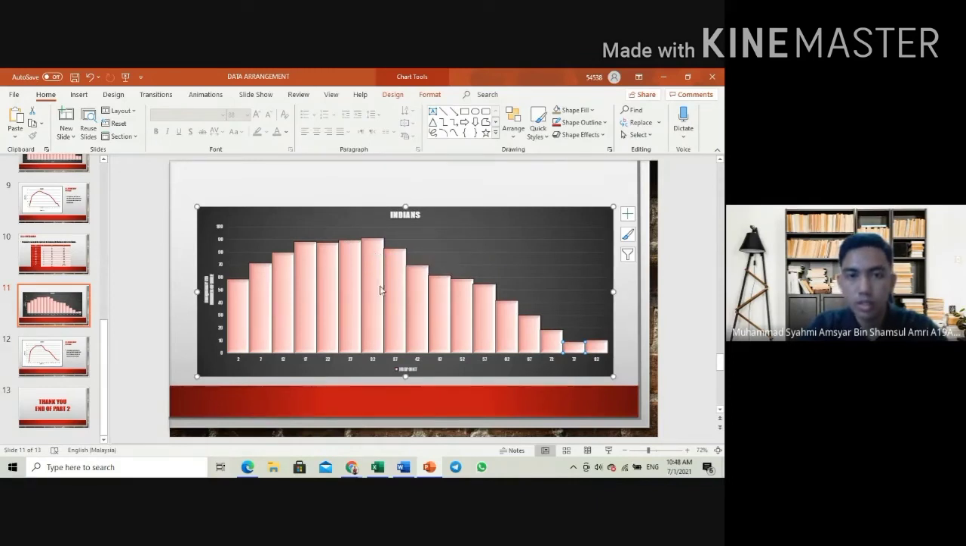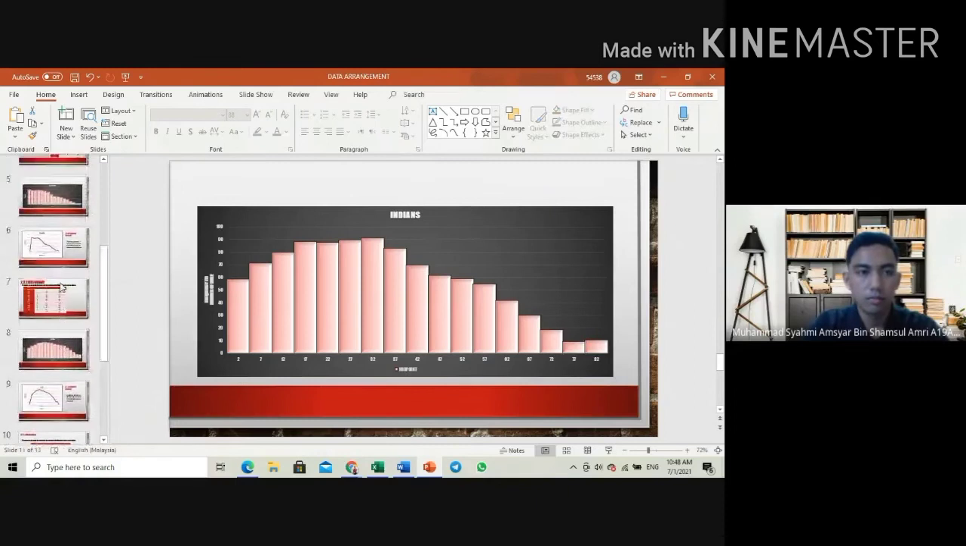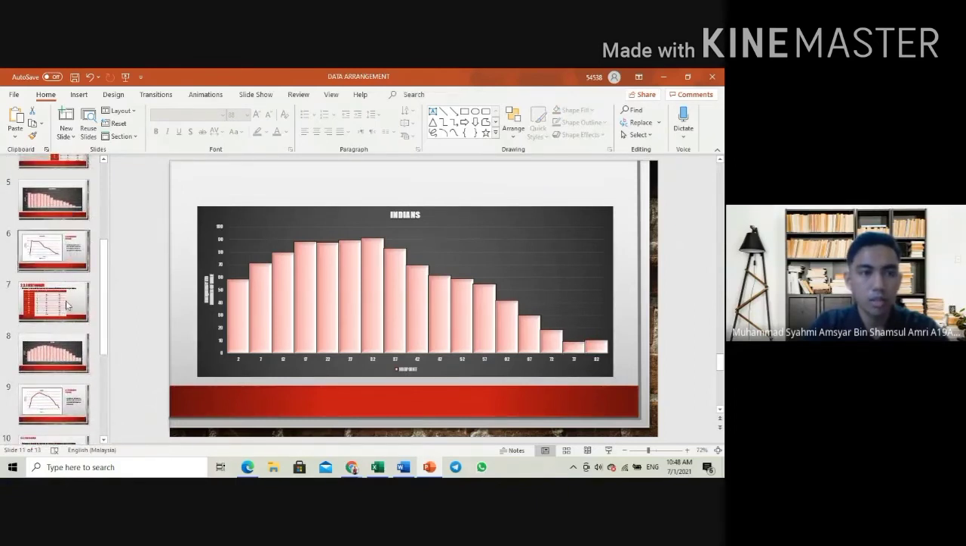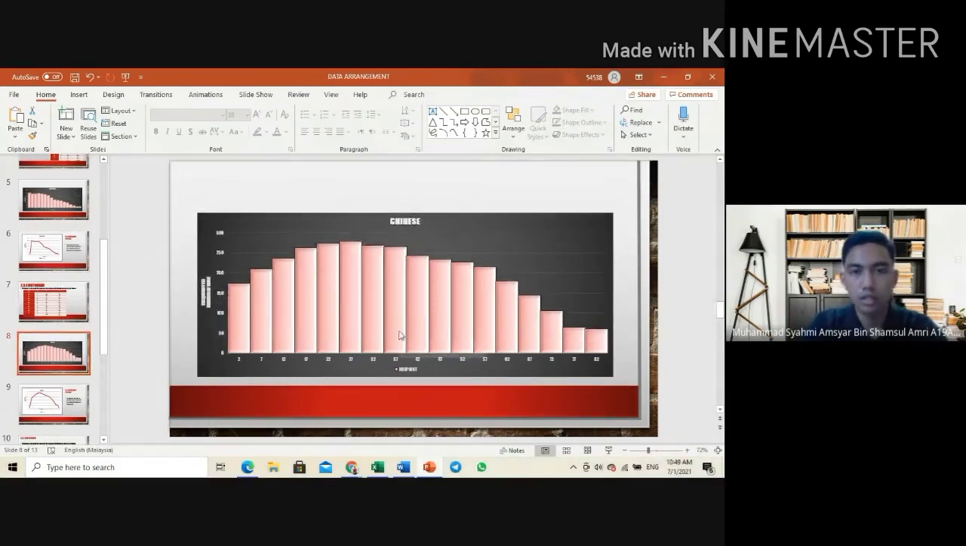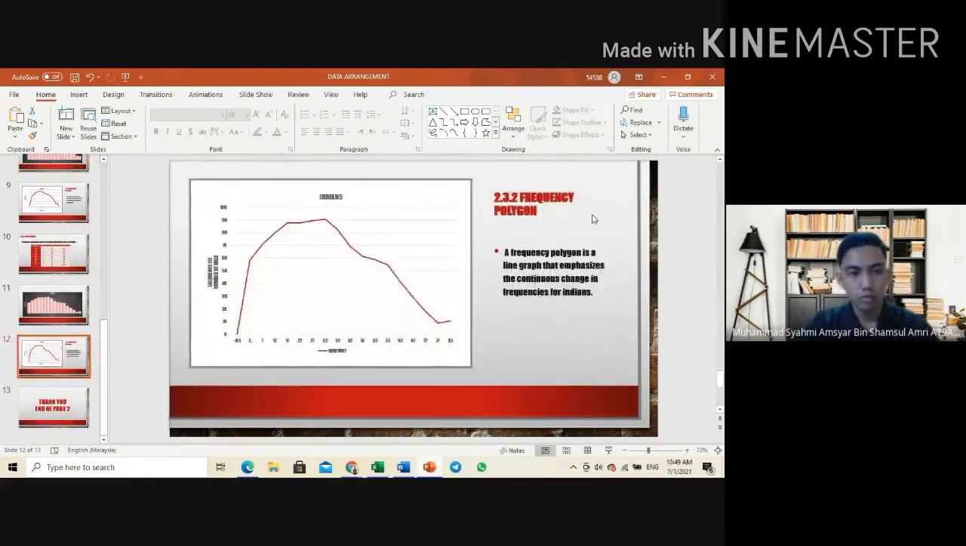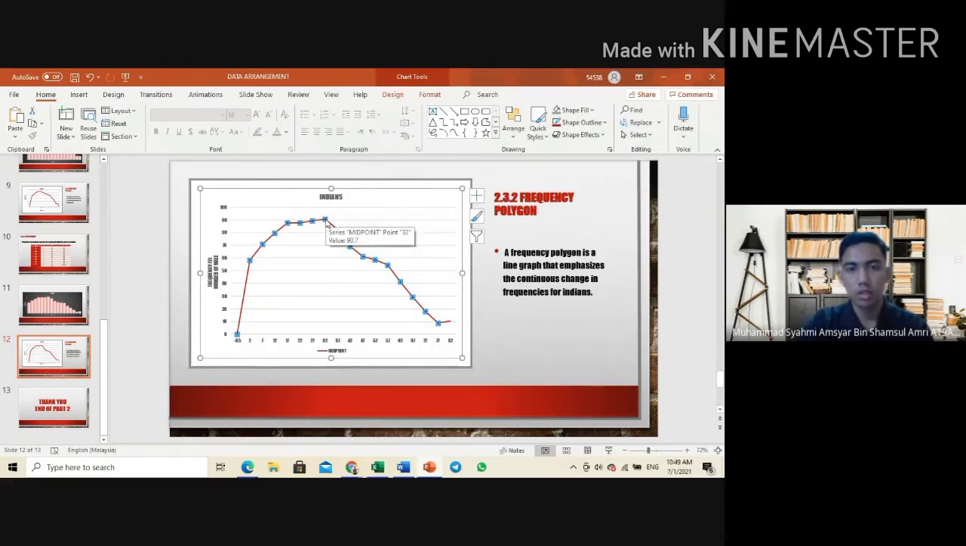So we can see the frequency and the number of males for Indian in Malaysia, to compare with the three. The number of Chinese is the largest, because the number of male Chinese in Malaysia is more than Bumiputra and Indian. So we move to the last frequency polygon. Yes, at age 32 it has the highest number, which is 90.7 thousand. The lowest is 77, which is 8.8 thousand.